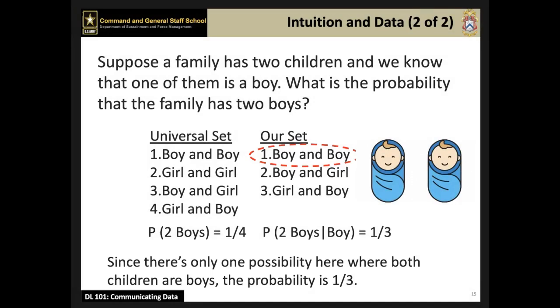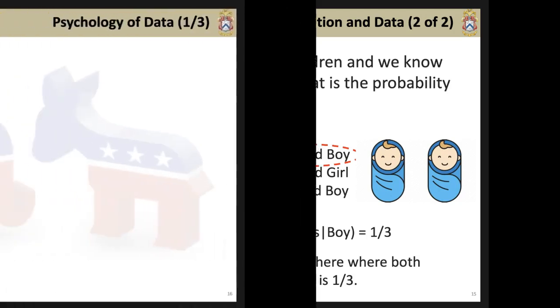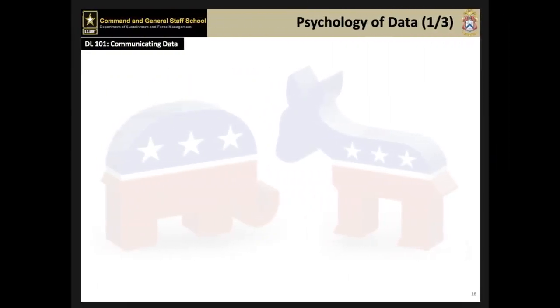This example illustrates how additional information can significantly change our probability calculations. While our intuition might initially suggest a different probability, a structured approach using your System 2 thinking reveals the correct answer. This brings us to the psychology of data. If we present data contradictory to the beliefs of our audience, then we need to engage in higher order thinking to convince them. To illustrate this, let's look at these 2 statements.